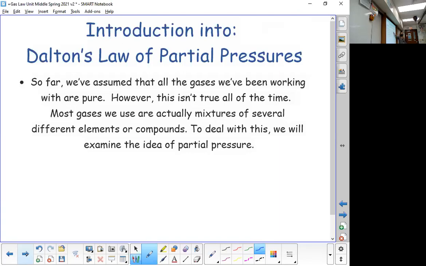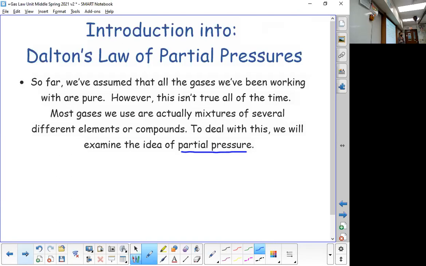And so oftentimes, how do we deal with gases that aren't pure? How do gases behave? So we need to understand this idea of partial pressure, and then how do we work with it numerically if we have a gas that is a mixture.